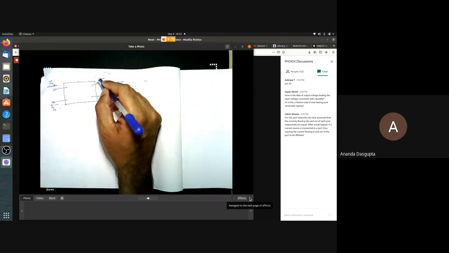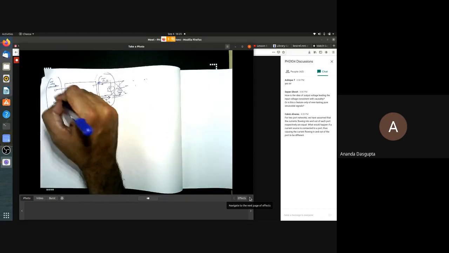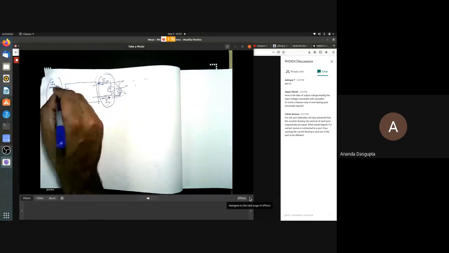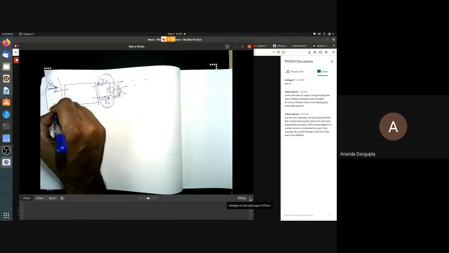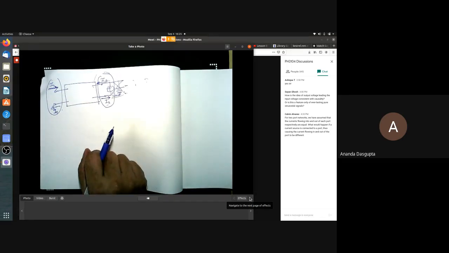So, language-wise, let's make this very clear. This is one port, this is the other. Two terminals make a port. And currents, when I say I1 current goes in here, I1 comes out here. Has to be, because that's exactly what Kirchhoff's current law would be. Voltage sources or current sources do not change that.